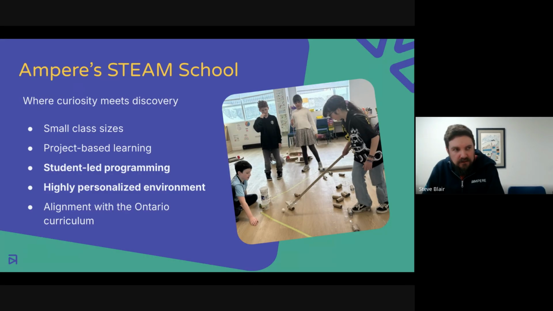But when they come here, it's very hands-on, project-based. How do we do more of this?